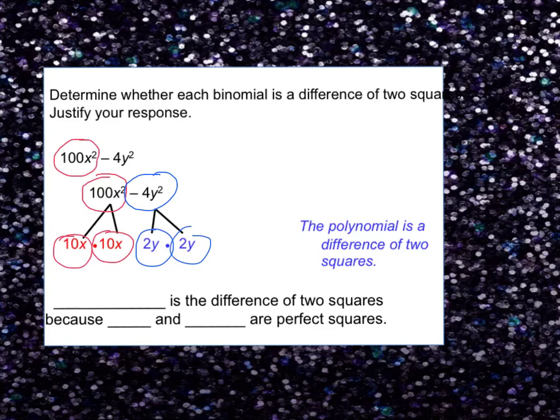And we're going to use the sentence stem at the bottom of the screen. We should look at the previous example to see what we would put here. So, the binomial, which is 100x squared minus 4y squared, is the difference of two squares because 100x squared and negative 4y squared are perfect squares.